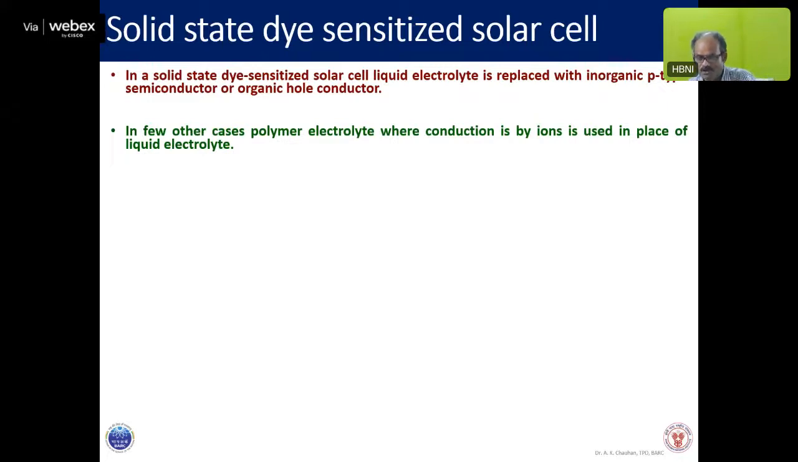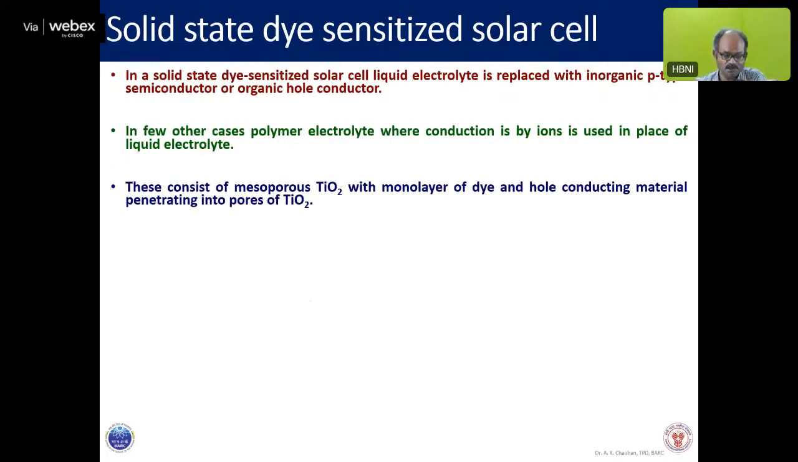If you have a good hole transporting material, its energy level should match the energy level of the dye. So if you change the dye, obviously the material has to be changed. In a few other cases, a polymer electrolyte with conduction by ions is used in place of the liquid electrolyte. People use mesoporous TiO2 with a monolayer of dye and hole conducting material penetrating into the pores of TiO2.